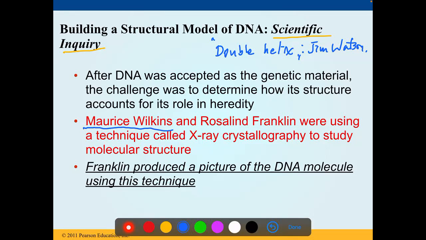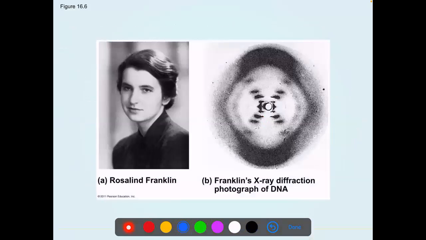So we have to talk about these two people, Maurice Wilkins and Rosalind Franklin. Rosalind Franklin is the female physicist at the time working on X-ray, and Maurice Wilkins is also a physical chemist, and they used X-ray crystallography to study molecular structures. So actually, Rosie Franklin was the one that produced the picture of the DNA molecule using this technique.